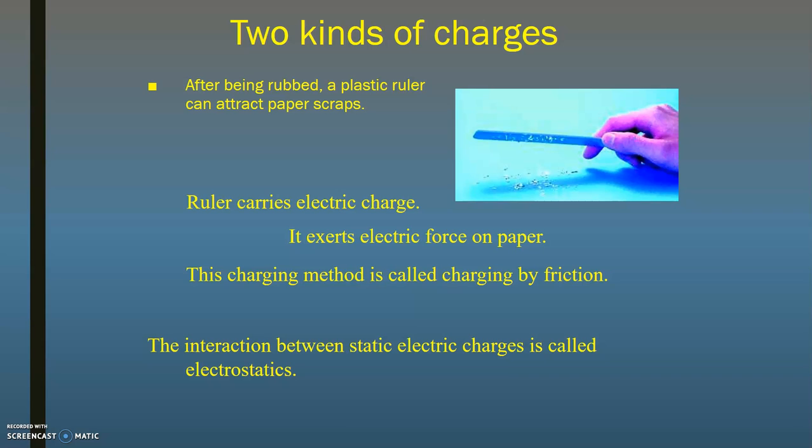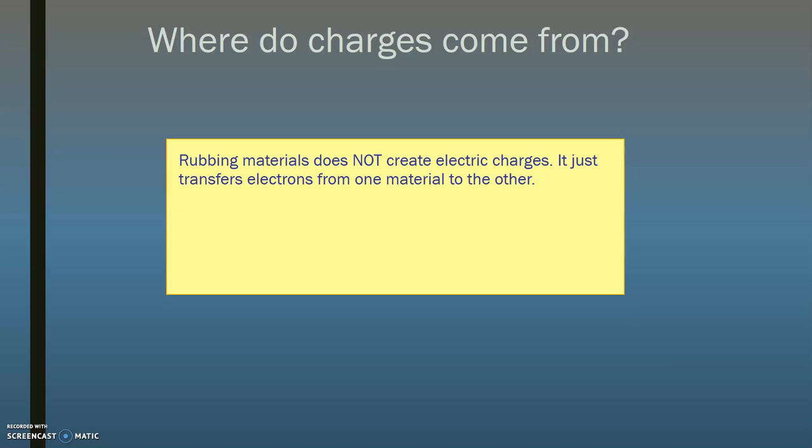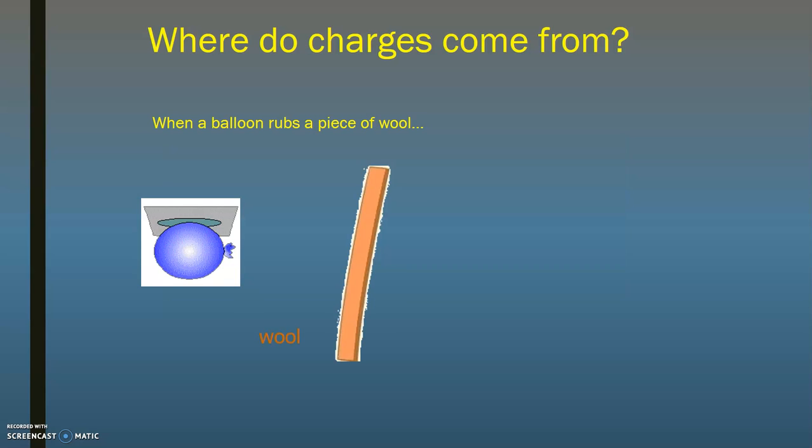You are wiping electrons onto that little plastic ruler, and that's going to exert an electrical force on the paper. Now, this is called charging by conduction. You are touching the ruler to your hair, forcing the electrons to rub off onto that ruler. The rubbing material does not create electrical charge, it just transfers the electrons from one material to the other.